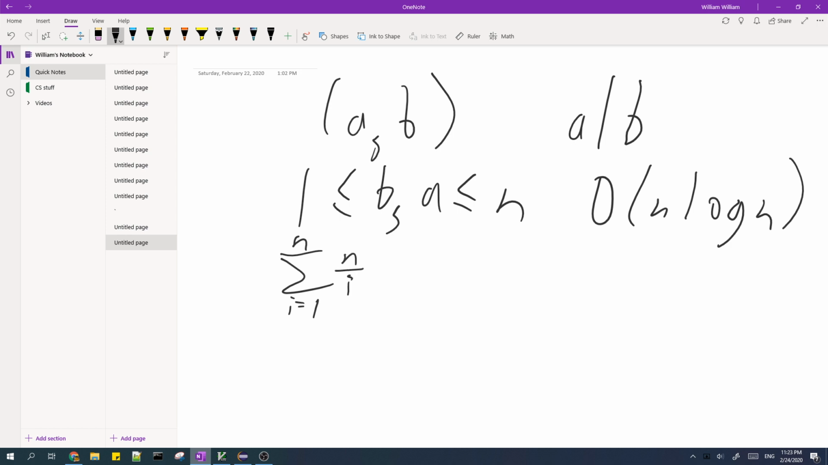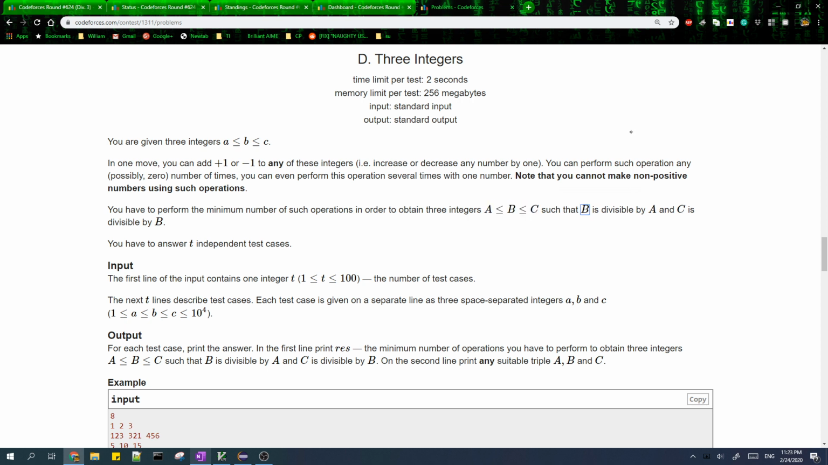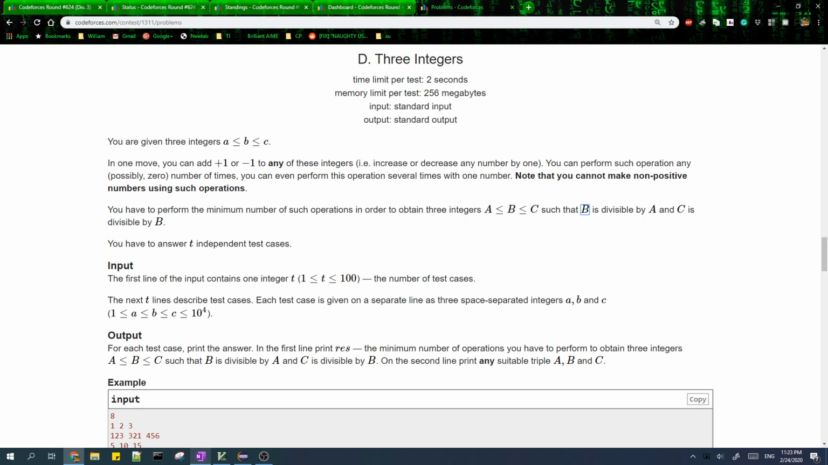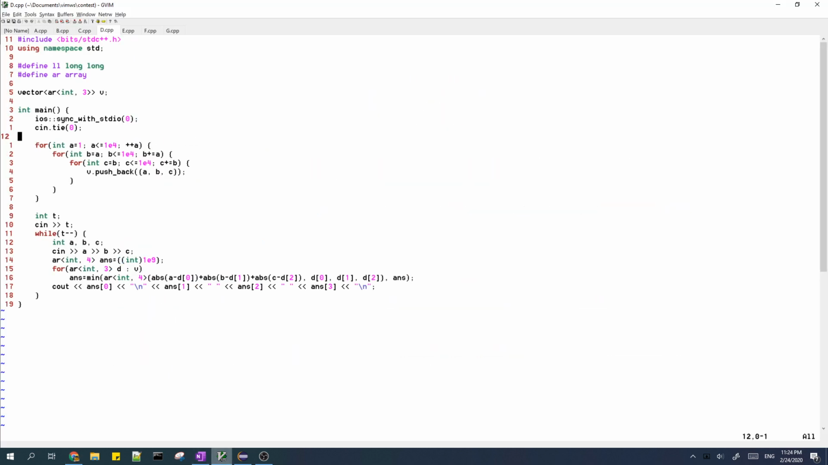So for a given A, there are about n divided by A multiples of B that we can choose. And this sum, if you use calculus, turns out to be this. So that's why it's O of n log n. Then I'm pretty sure that if you have 3 elements, it'll be something like O of n log squared n, or something similar. But it doesn't matter. If you generate all the triples such that this is true, you find that it runs pretty fast. This is what I do here.